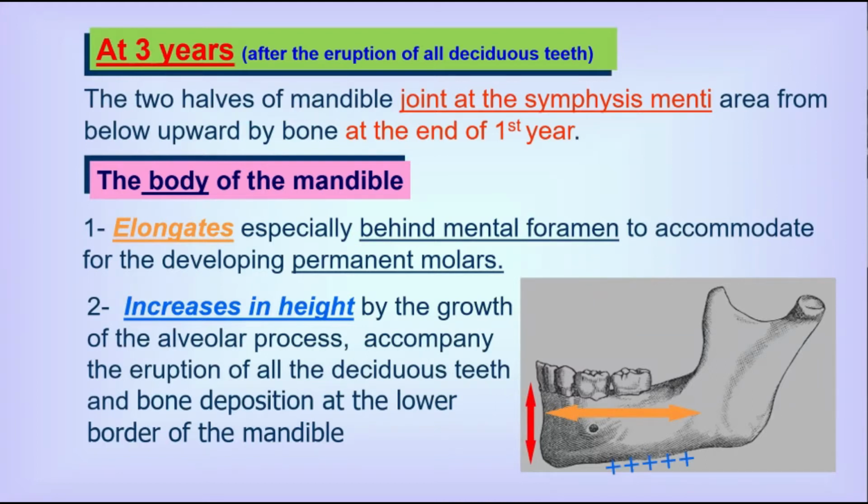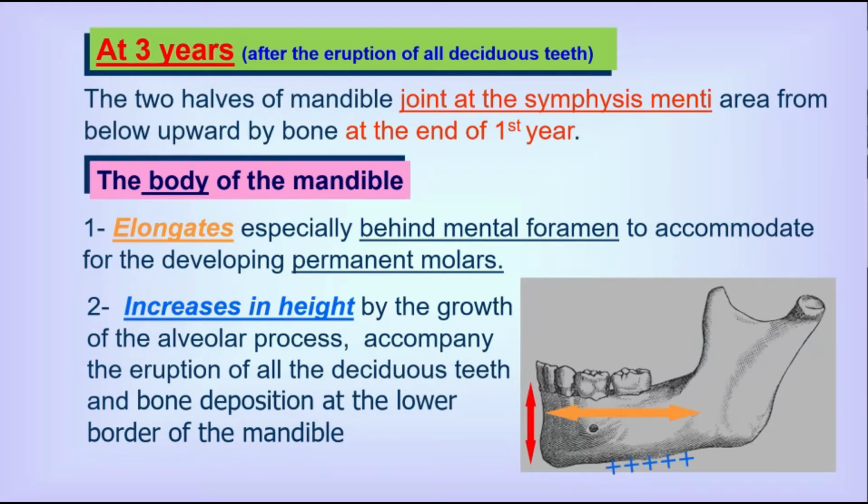Increases in height by the growth of the alveolar process accompany the eruption of all the deciduous teeth, and there is bone deposition at the lower border of the mandible. So height is increased. How? Because the deciduous teeth are in position, the alveolar ridge has developed. Due to the development of the alveolar ridge, the height of the mandible has increased. Secondly, there is continuous deposition of bone at the lower border of the mandible. So the mandible is also growing at the lower border.